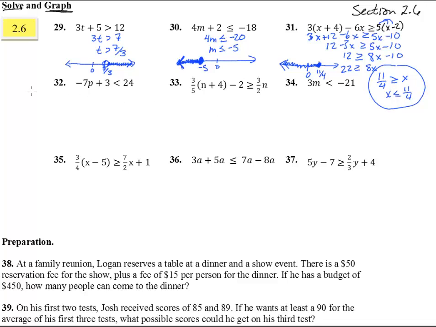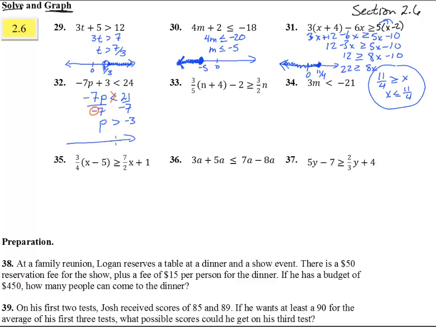All right, next one, number 32. Add 3 to both sides, and we get -7p is smaller than 21. We're going to divide by -7, divide by -7. Now, when we divide by a negative, this is the one tricky thing about inequalities. It must turn directions. p is bigger than -3.